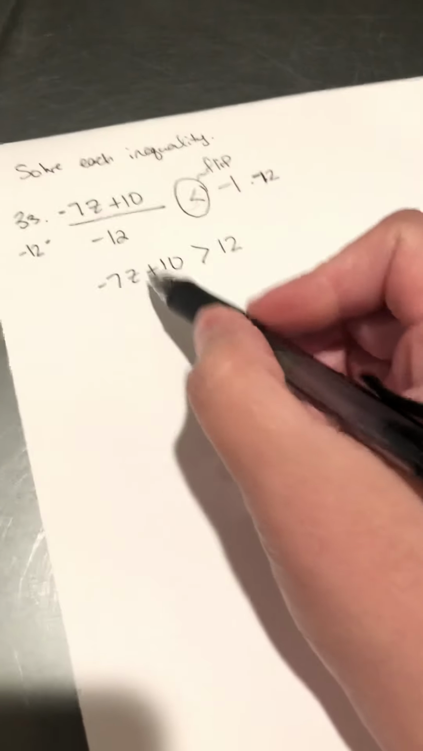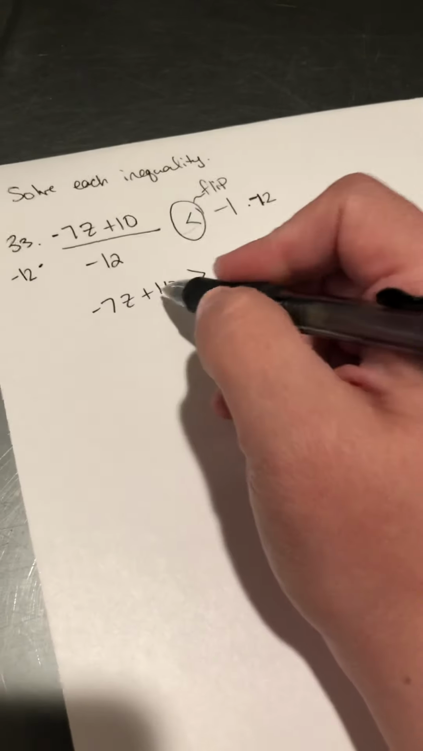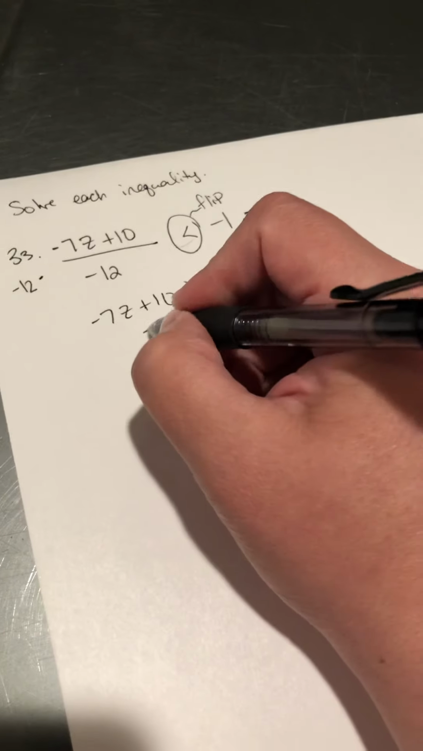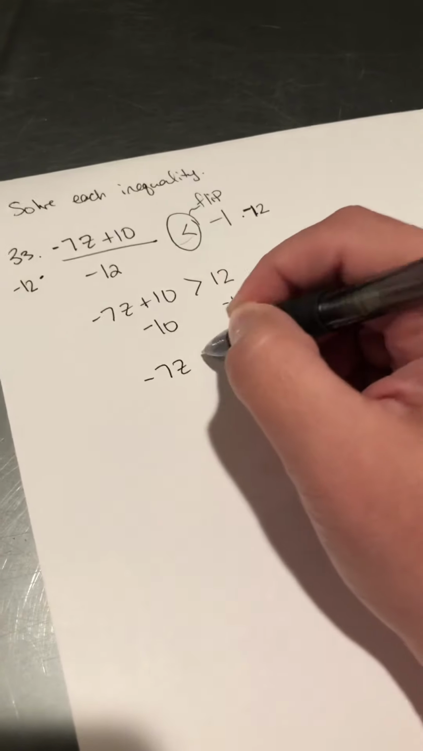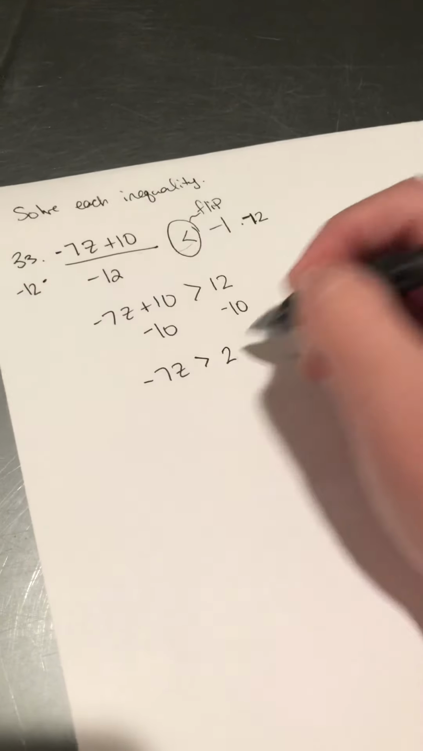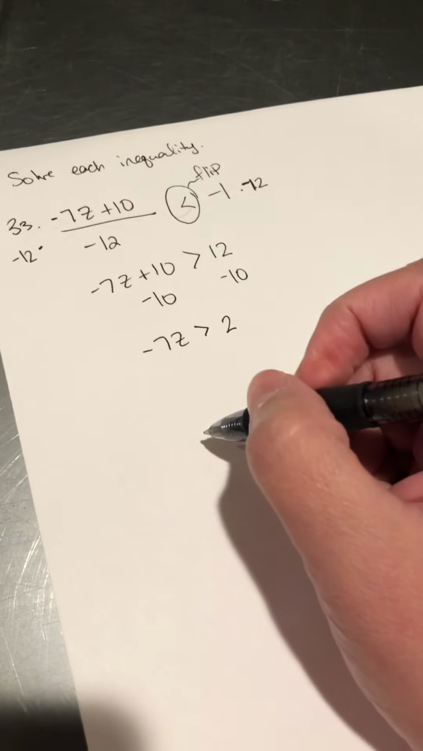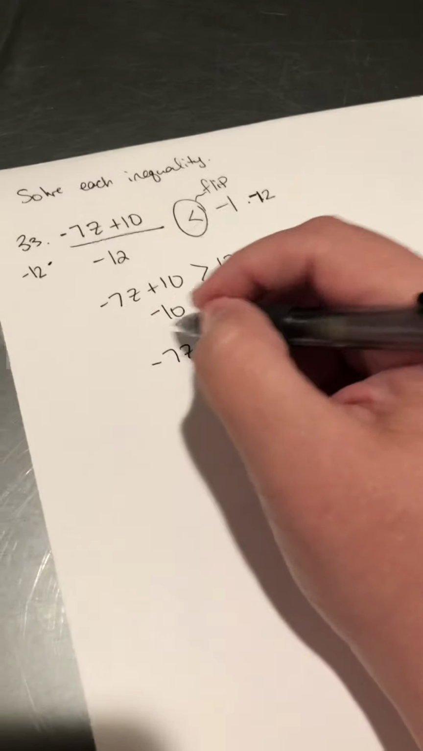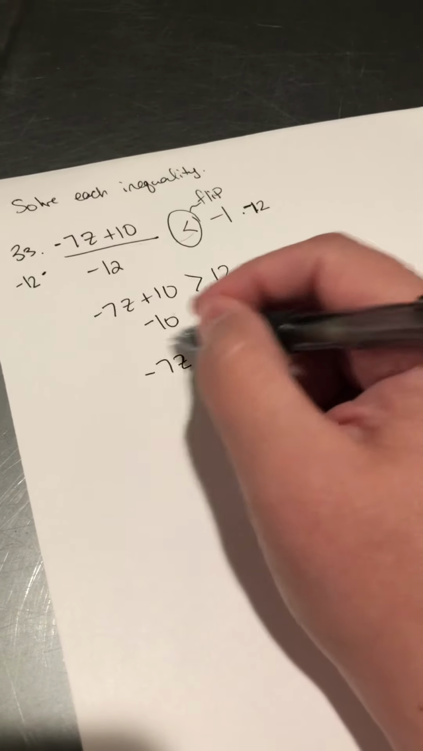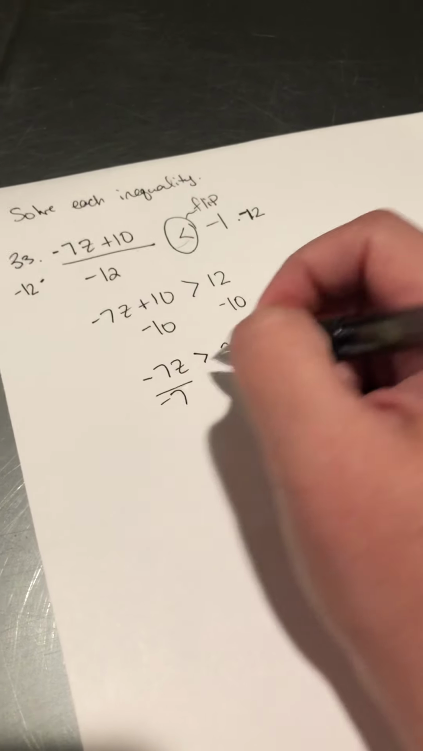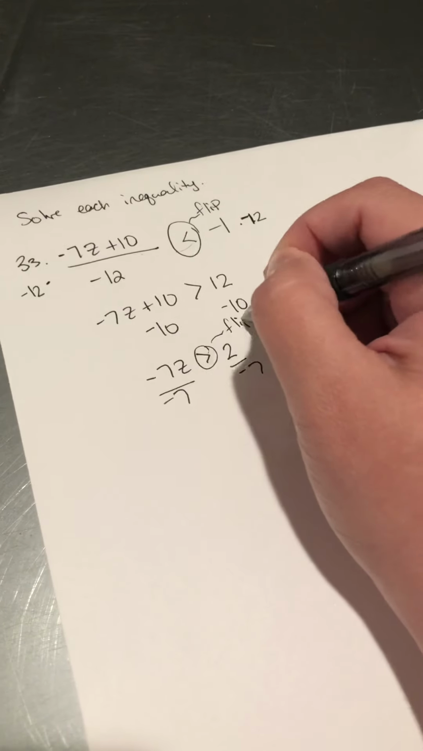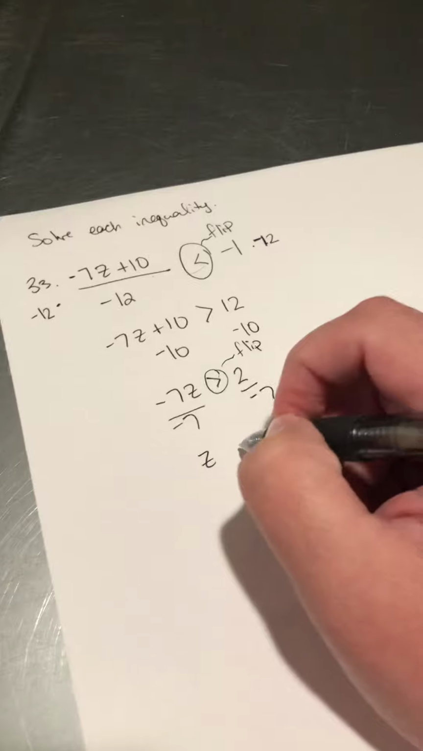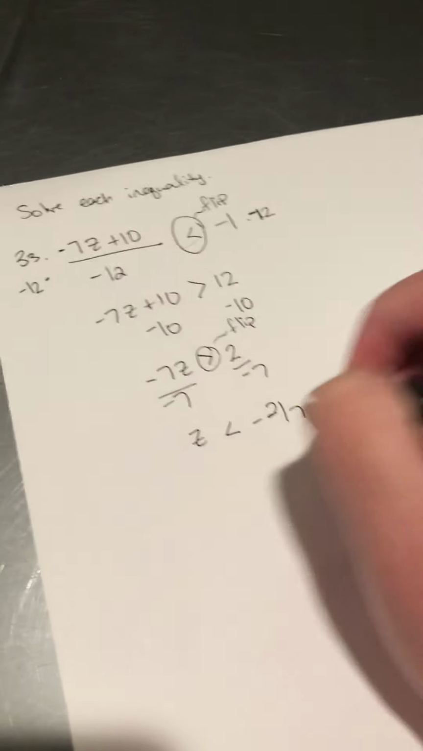Then to solve, I do what I was doing before with equations. I've got a plus 10, so I'm going to subtract 10. So I'll have negative 7z is greater than 12 minus 10, which is 2. And then to get rid of my multiplication by negative 7, I'm going to divide by negative 7. Once again, I have to flip this because I'm dividing by a negative. So z is less than negative 2/7.